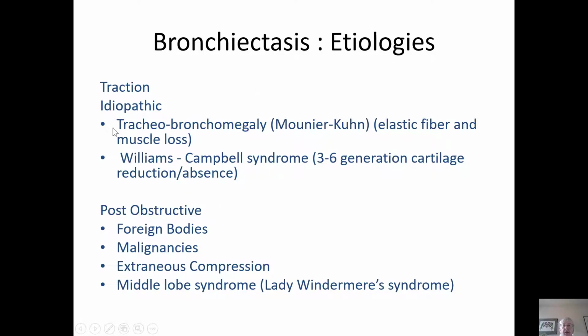Idiopathic, there are two conditions in here. It's debatable whether they're actually acquired or congenital. Tracheobronchiomegaly, also known as Meunier-Kuhn disease, where there is elastic fiber and muscle loss, and Williams-Campbell syndrome, in which the third to the sixth generation of cartilage is either reduced or actually absent, and post-obstructive due to a variety of changes.